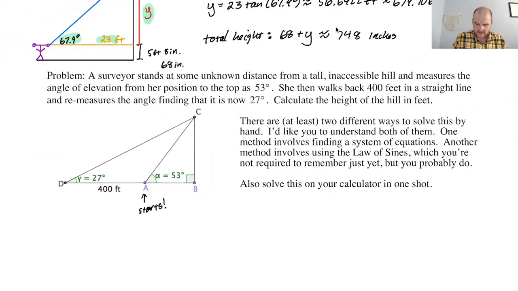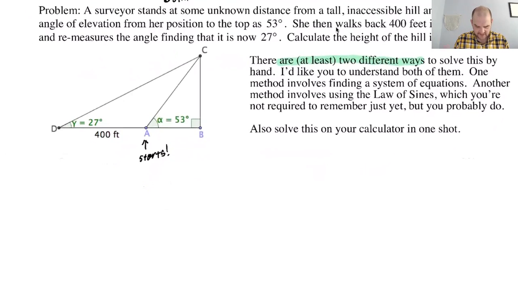All right, so in the notes here, it says there are at least two different ways to solve this. It's nice if you understand both, like you should. One of them, however, involves the law of sines. We don't need to know that right now. So I'm going to first do it this way, then I'll maybe decide if I want to do it the other way. Also, your calculator can just do it, so we're going to do it that way too. So let's see if we can set something up here.